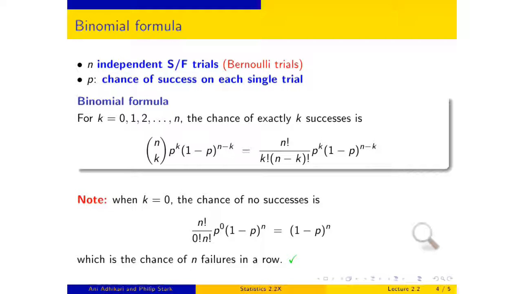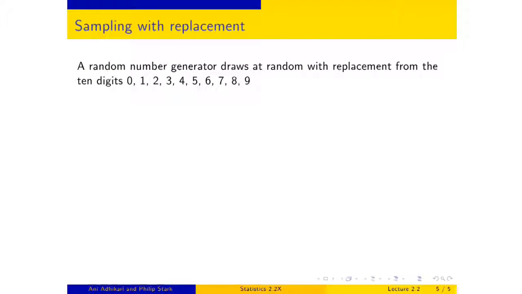So what we're going to do now is to use this in an example and connect it to sampling with replacement, which is what your random number generator does. It draws at random with replacement from the 10 digits. And so therefore the trials, the draws, are independent trials. You're drawing always from the same box. It doesn't matter what you've seen before.